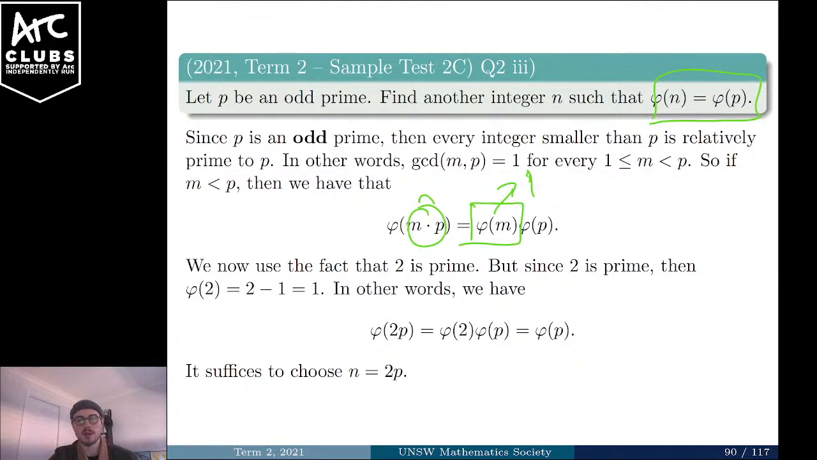So in other words, we have 5 to the power 2p is equal to 5 to the power 2 times 5 to the power p, which we've said is 1, so it's just 5 to the power p. So it suffices to choose n as 2p, because it just says find another integer n. It doesn't say find all of them, it just says find one. So we say, okay, this one works, let's call n 2p, and let's just say that works.